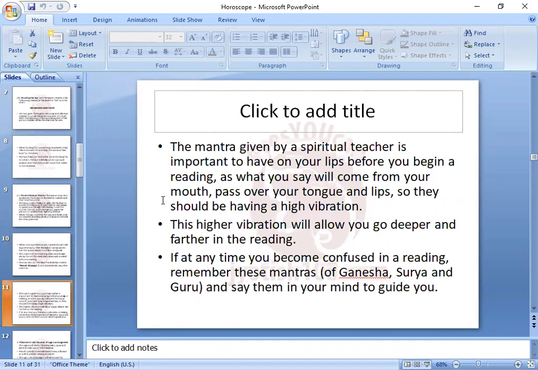The mantra given by a spiritual teacher is important to have on your lips before you begin a reading, as what you say will come from your mouth and pass over your tongue and lips. So they should have a high vibration. This is about the importance of the Guru Mantra. This high vibration will allow you to go deeper and farther in the reading.